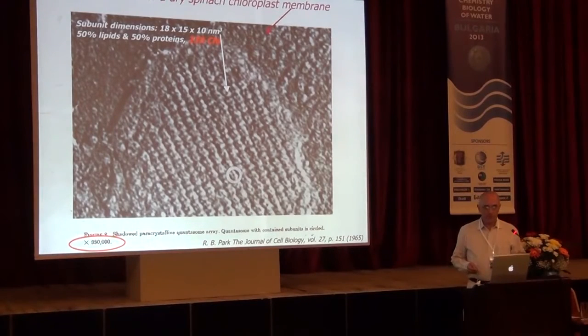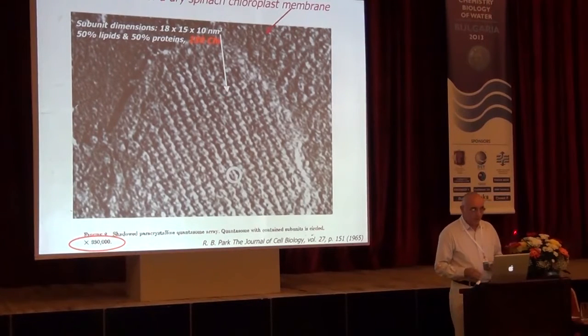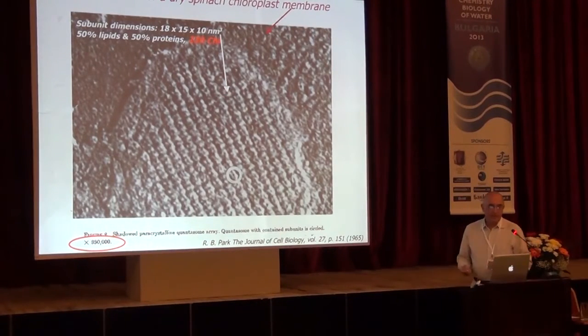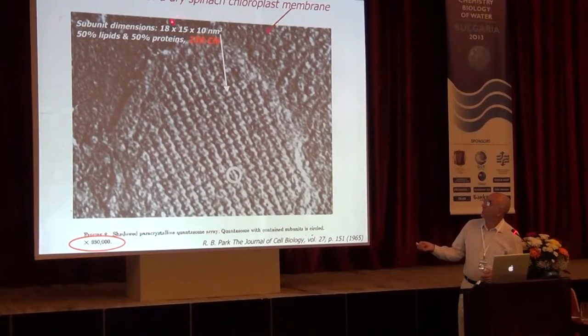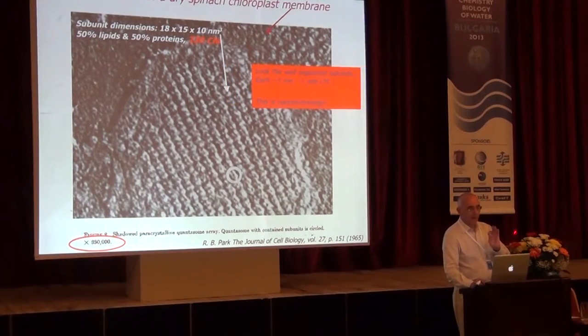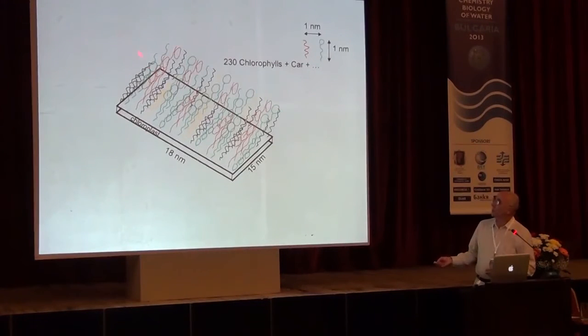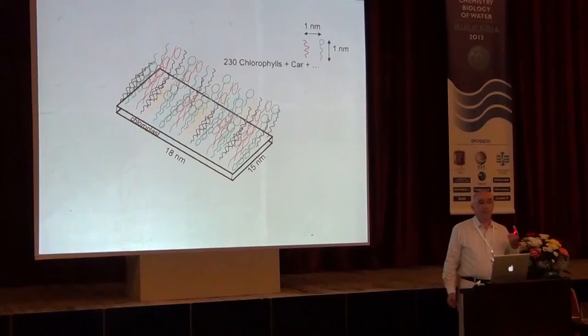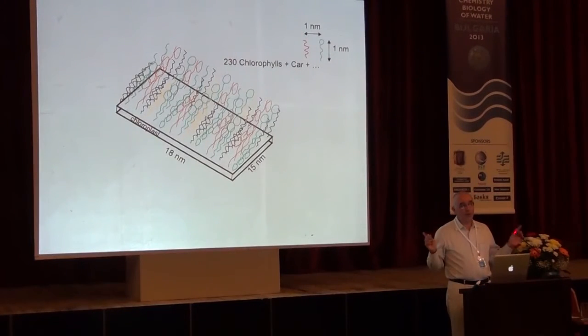This is another picture of a leaf, where I will take this rectangular piece here and talk something about it. These are the dimensions here, okay? It's 18 by 15 nanometers. So if I take this and I count the number of proteins inside it, I get to the conclusion that I have something like this. So I have this quantity of chlorophylls plus carotene, and they are separated by about 1 nanometer.